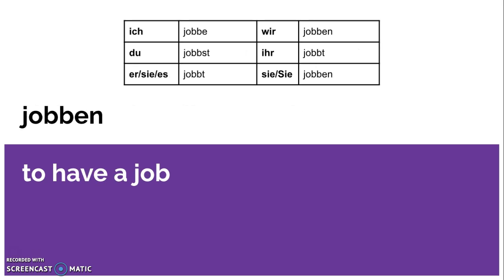This one's pretty easy. It's a regular verb, nothing special about it, and it's a lot like English. So jobben. It does mean to have a job, and the J is pronounced like in English. So ich jobbe, du jobbst, er/sie/es jobbt, wir jobben, ihr jobbt, und sie jobben.